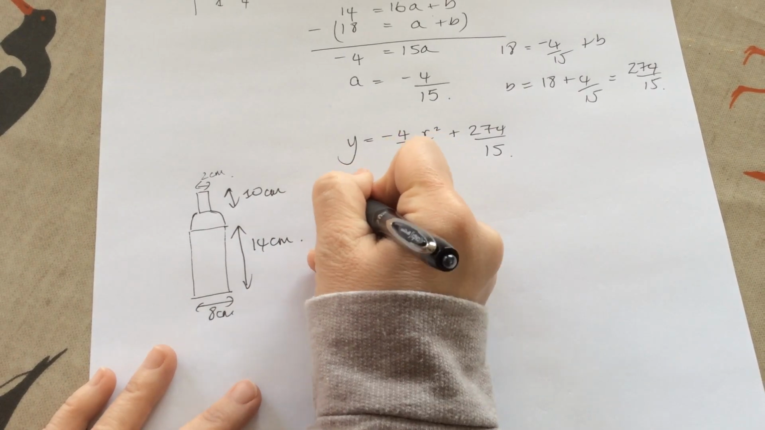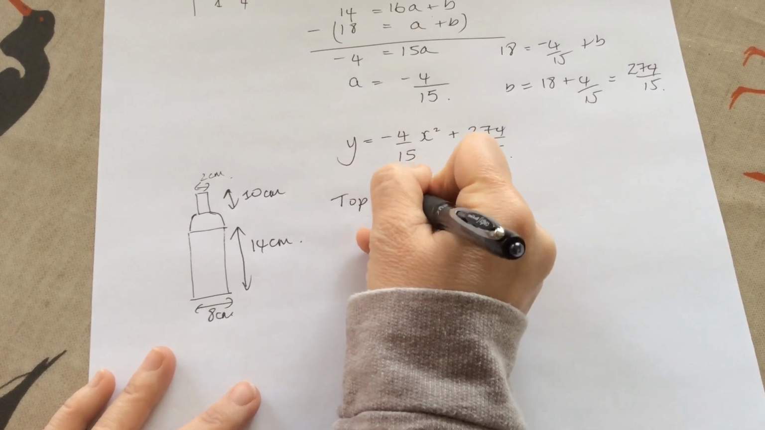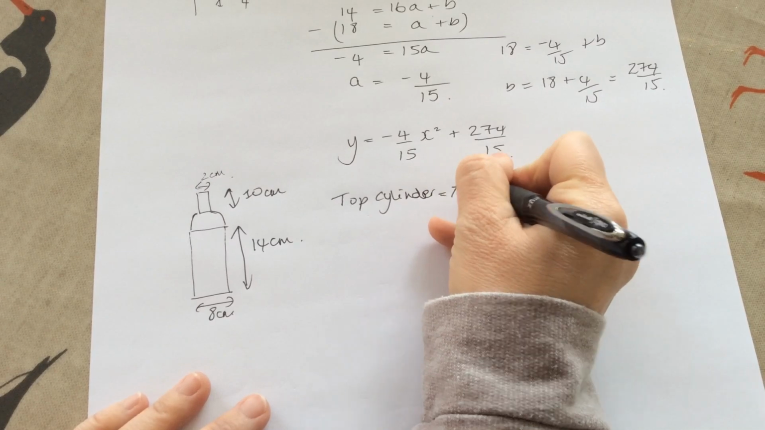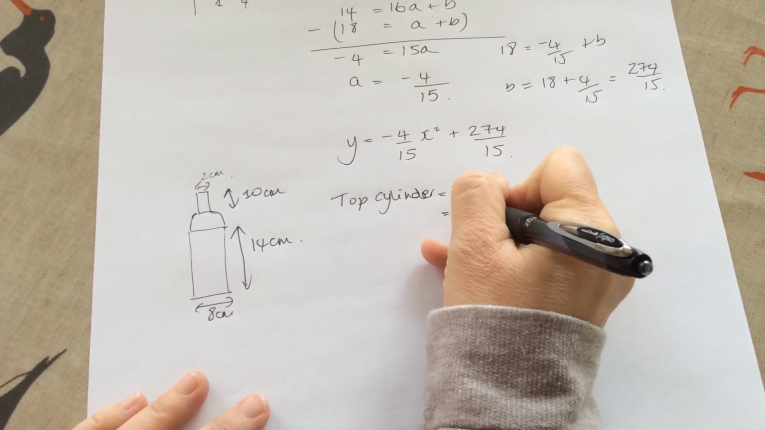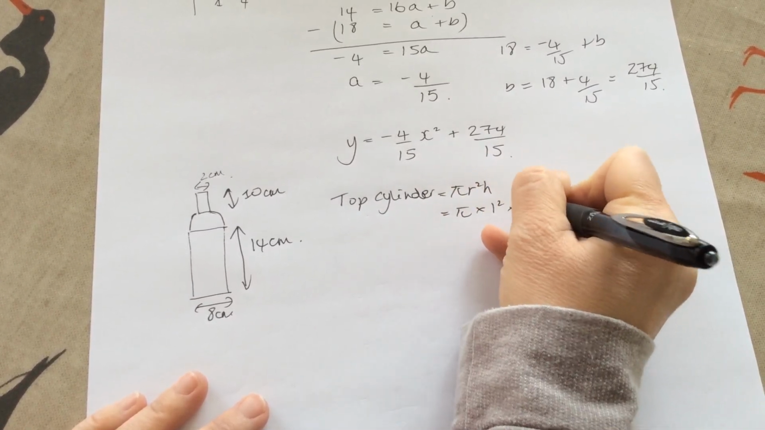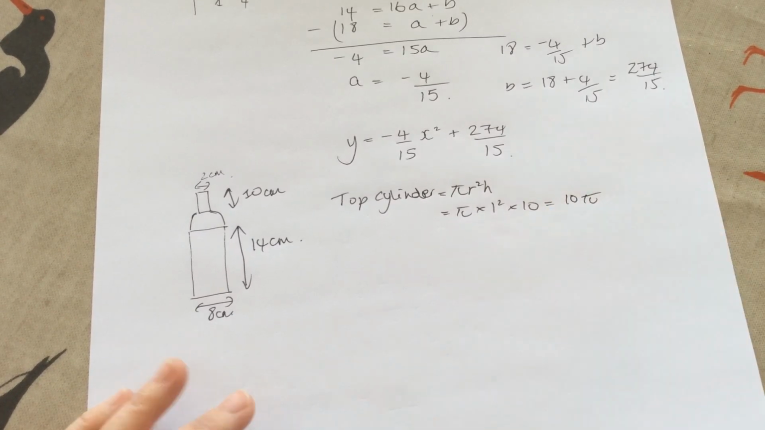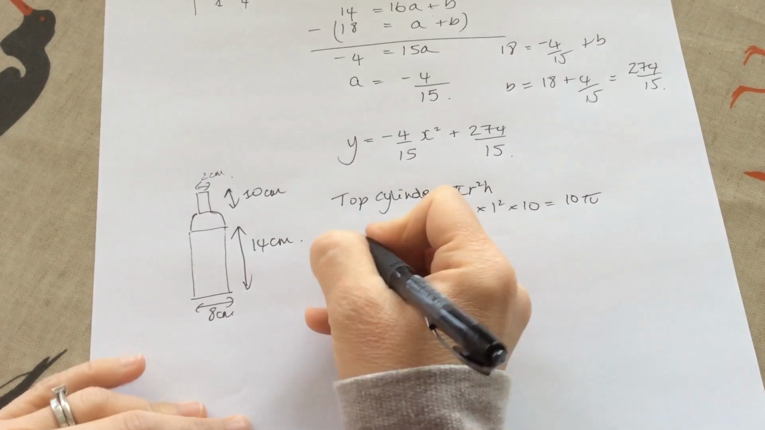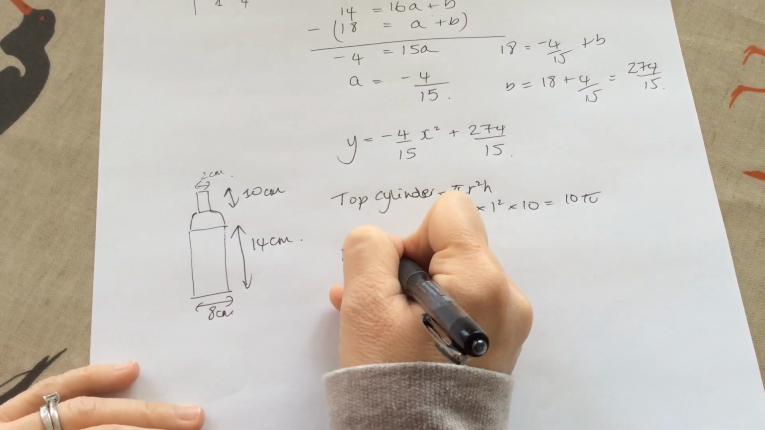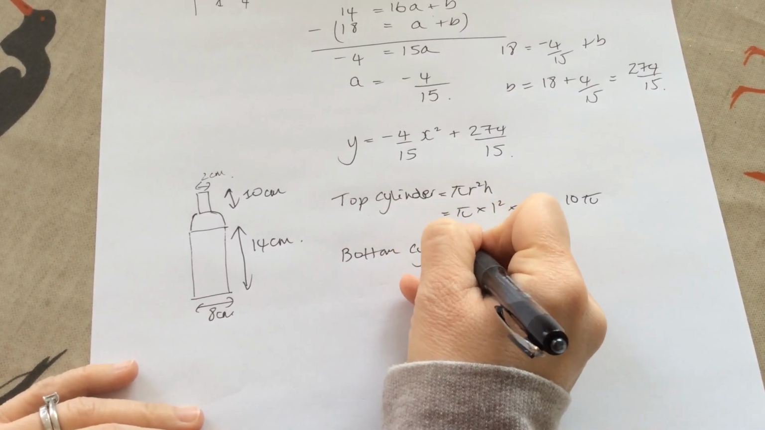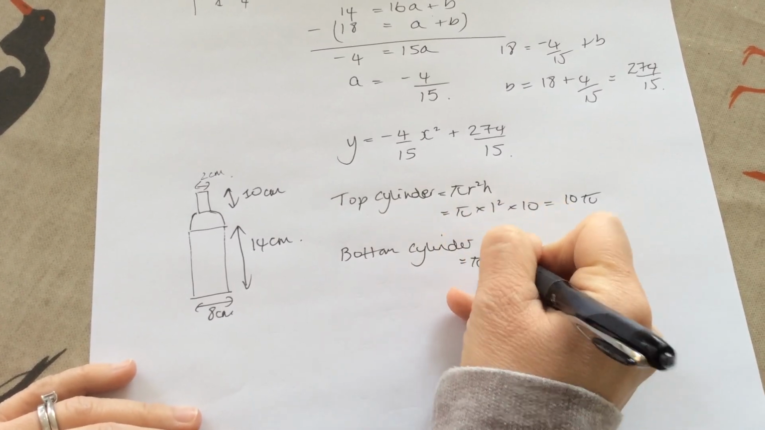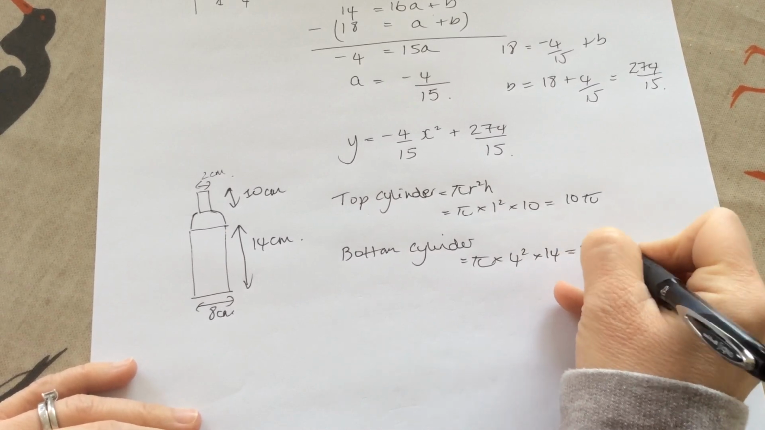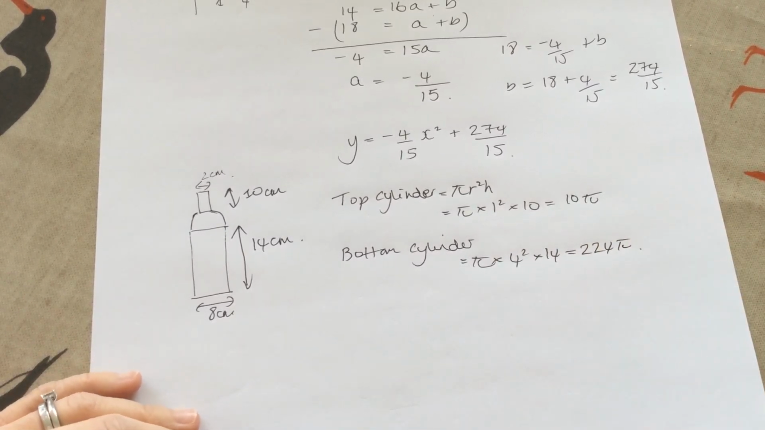So I can work out the top cylinder. That's going to be pi r squared h, which is pi times 1 squared times 10, in other words, 10 pi. And I'm going to leave it as an exact value until the very, very end. The bottom cylinder is going to be pi times 4 squared times 14, which is 224 pi.